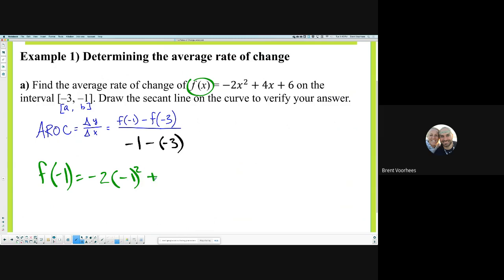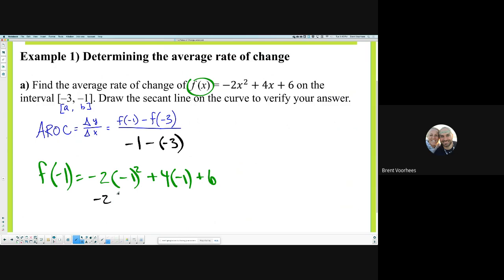Plus, now what do I do? 4 times -1. Again, I'm going to put that -1 in parentheses. You want to make sure you don't have a calculator error, so use parentheses. Plus 6. Now, we could use mental math, or we could use a calculator. I'm going to do mental math first. PEMDAS says we have to square the -1 first. PEMDAS is order of operations. You look for parentheses. Can't do anything inside the parentheses. Second, you look for an exponent. I have an exponent. What's -1 times -1?